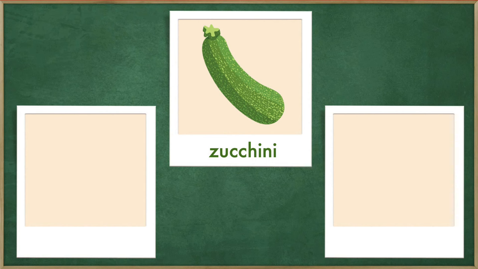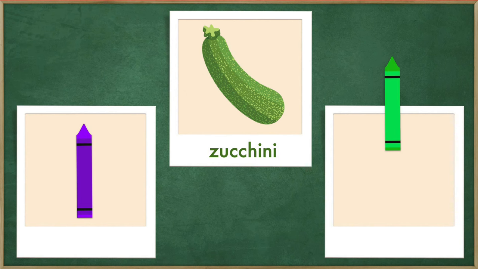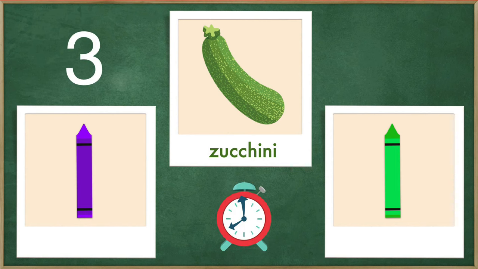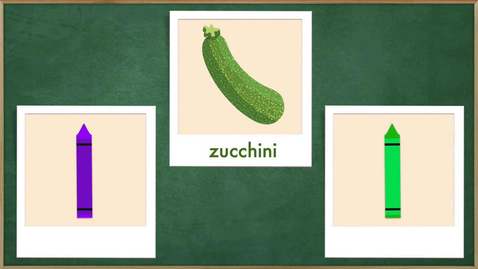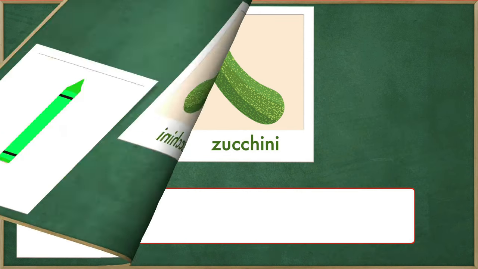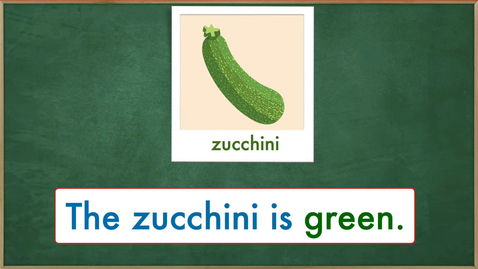The next one is zucchini. What color is the zucchini? Is this color or this color? Think. Did you choose your answer already? The zucchini is green. The zucchini is green.